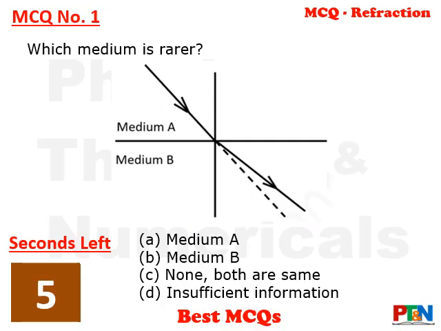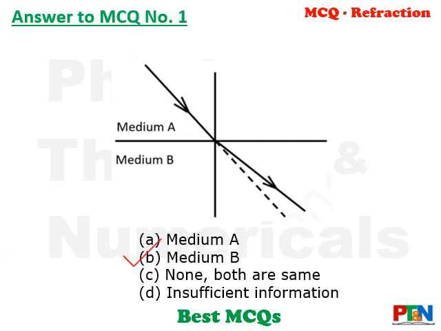Here we start. From the ray diagram, identify which medium is rarer. Option A, medium A. Option B, medium B. Option C, none. Option D, information is insufficient. Your timer for 5 seconds starts now. Time's up. Let's see the answer. The answer is option B, that is medium B. You can see that in medium B, the ray has moved away from the normal. That is, medium B is rarer.